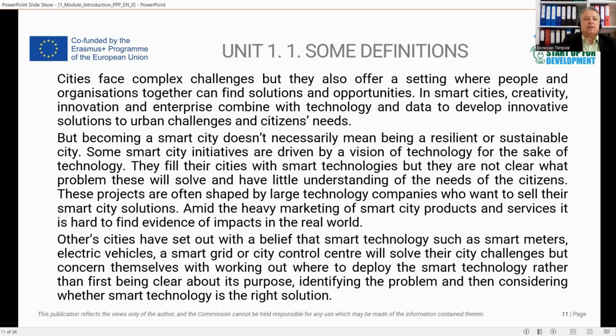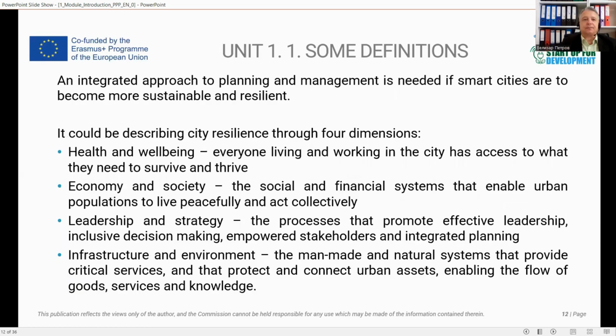Other cities have set out with the belief that smart technologies such as smart meters, electric vehicles, a smart grid, or city control center will solve their city challenges, but concern themselves with working out where to deploy the smart technology rather than first being clear about its purpose, identifying the problem, and then considering whether smart technology is the right solution. An integrated approach to planning and management is needed if smart cities are to become more sustainable and resilient.